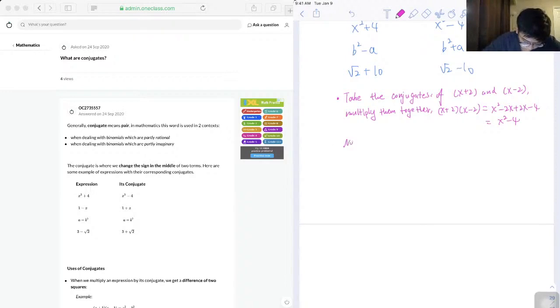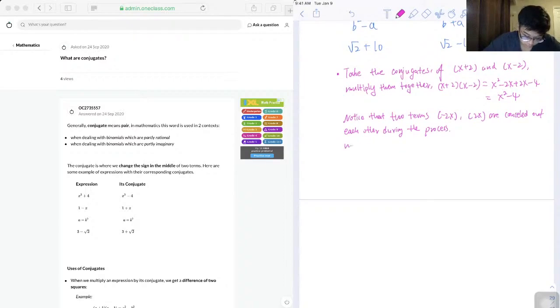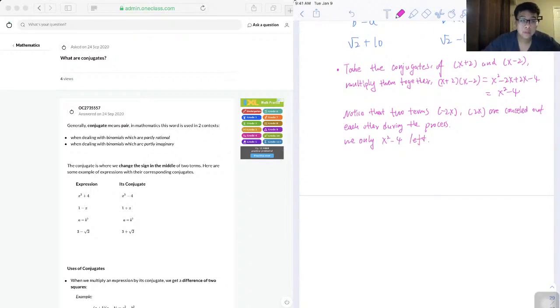And notice that two terms, negative 2x and positive 2x, are cancelled out each other during the process. So we only have x squared minus 4 left, which has another meaning, and which is the difference of two squares.